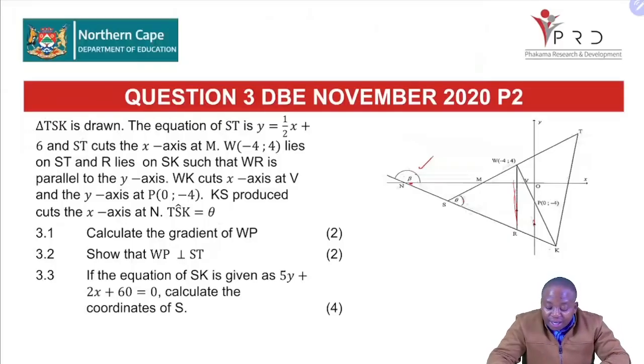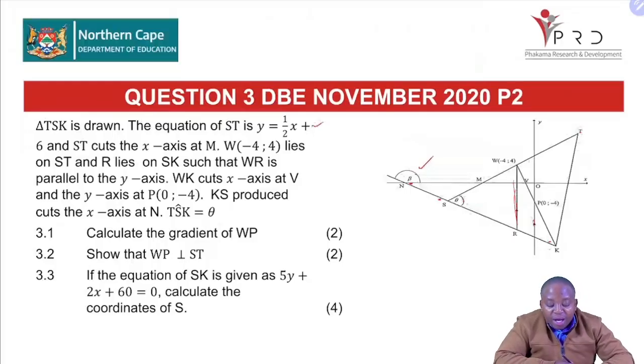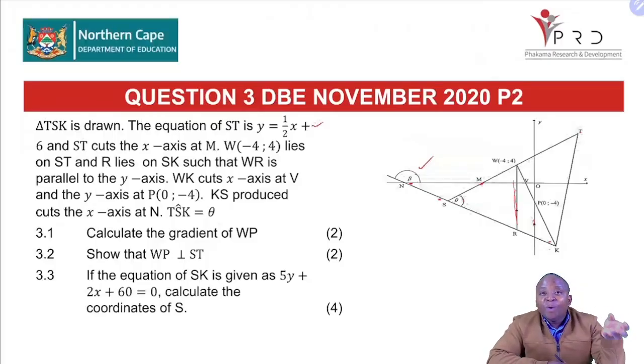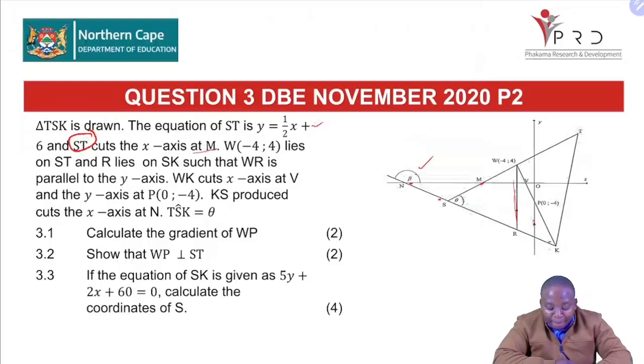Now we are told that triangle TSK is drawn. We are given the equation of ST. So the equation of straight line ST is y equals 1 over 2x plus 6. And ST cuts the x-axis at M. That is to say, if we are looking for the coordinates of M, we know that we are going to say x-intercept, y equals 0, because ST is cutting at M.